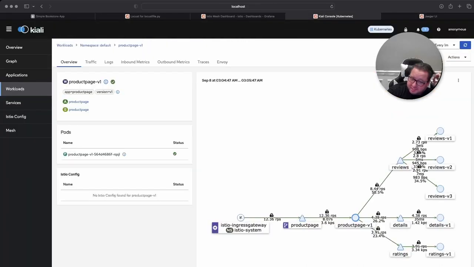But what I see here is that the product page V1 deployment that is being surfaced from the service is actually making three different requests. So I see reviews, I see details, and I see ratings. So now I understand that these three services are dependent on the product page. So any SLOs that I make for the product page, I will have to make sure that the SLOs for reviews, details, and ratings adhere to that so that this flow can be preserved and the customer experience can still be good.